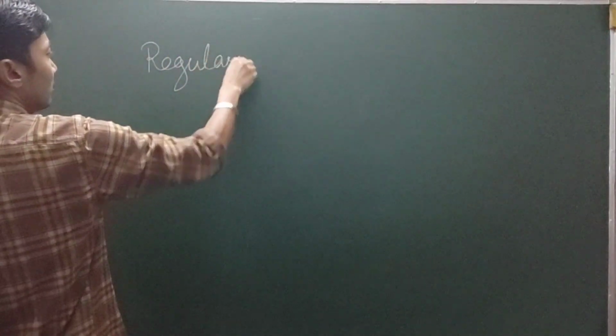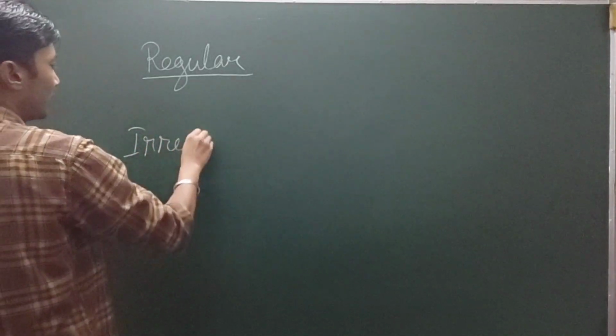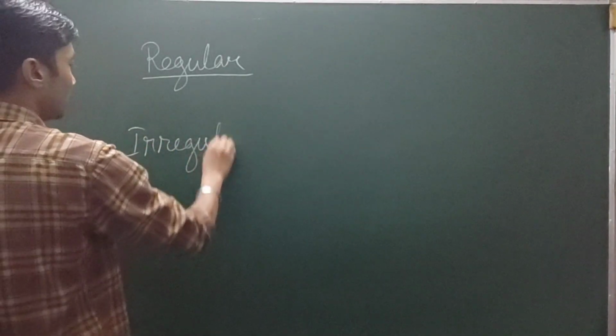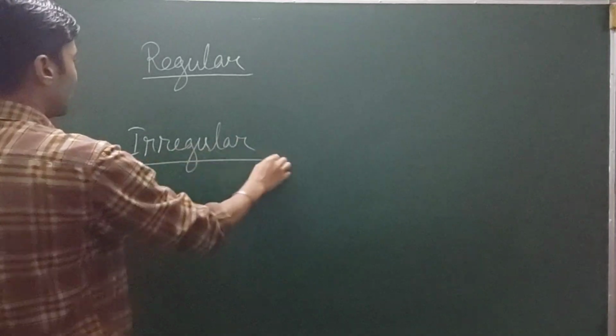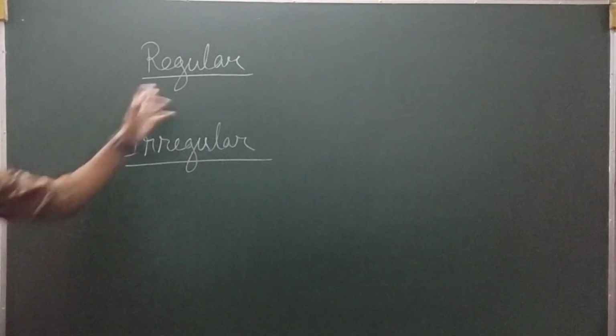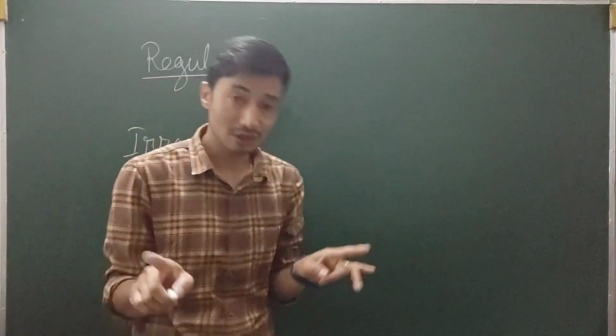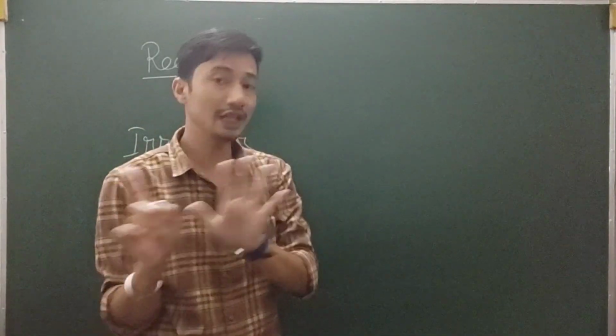Then we have two types of polygons. One is called a regular polygon, and the other is called an irregular polygon. Where there is good, there is evil, no? A regular polygon is a polygon in which all the sides are equal in length.